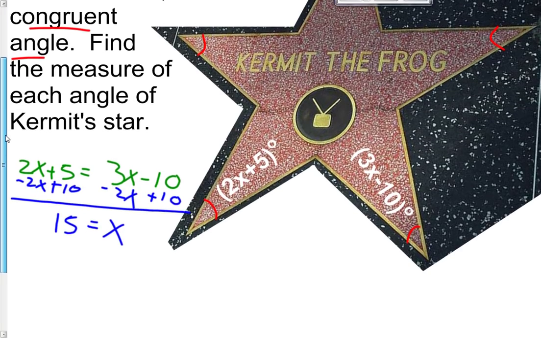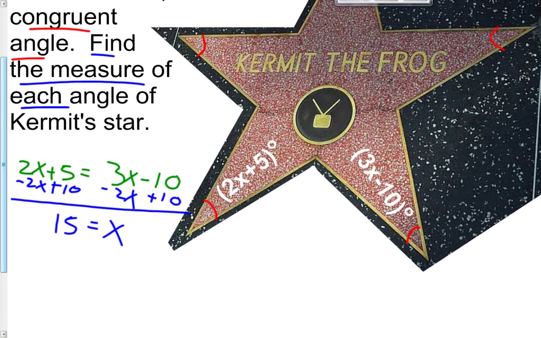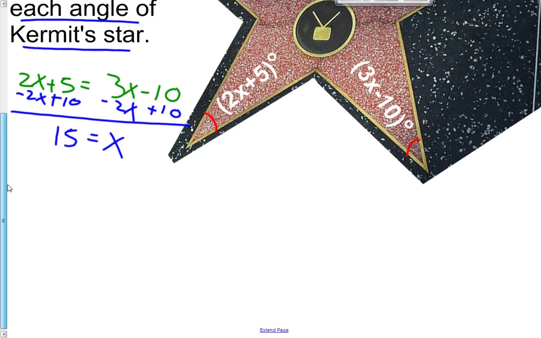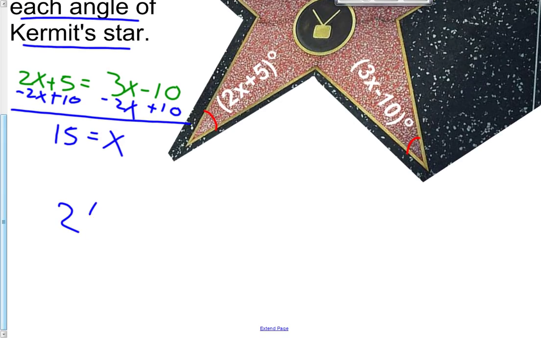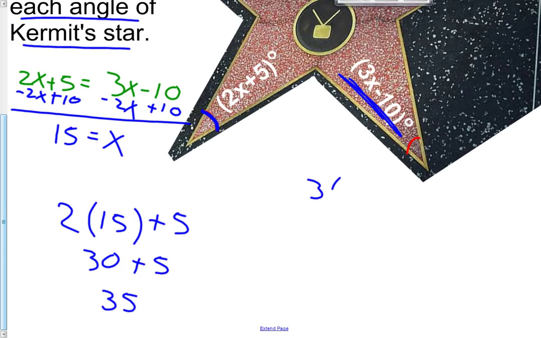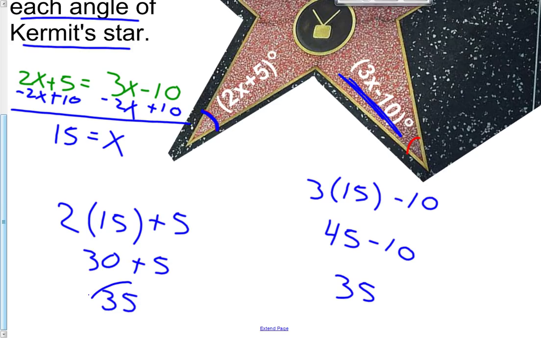What you're going to find out in geometry is once you solve for x, that's oftentimes not the answer. This says find the measure of each angle of Kermit the Frog star. So 2 times 15 plus 5 is the measure of this angle. 2 times 15 is 30, and 30 plus 5 is 35. This angle right here is 3 times 15 minus 10. 3 times 15 is 45, and 45 minus 10. What do you know? Would you look at that? 35 and 35. Is that coincidence? No, it should happen that way because the angles are congruent.